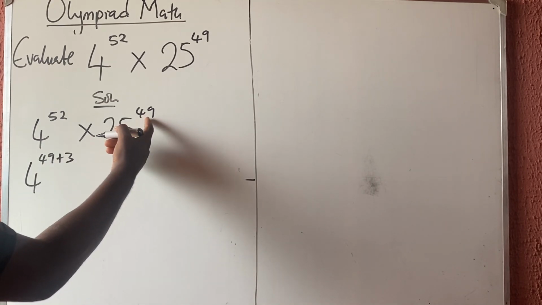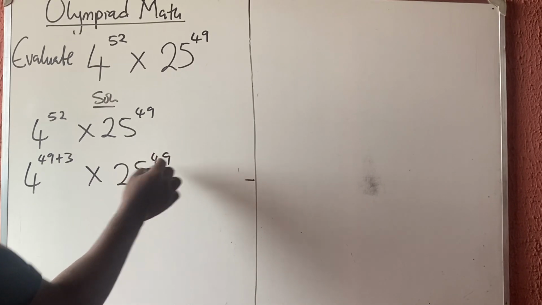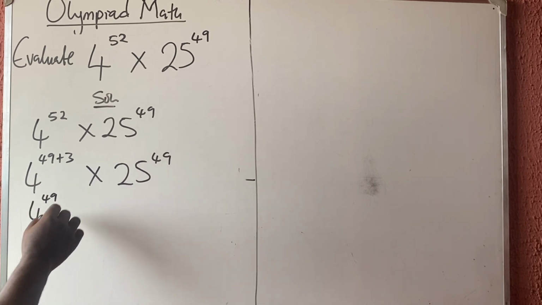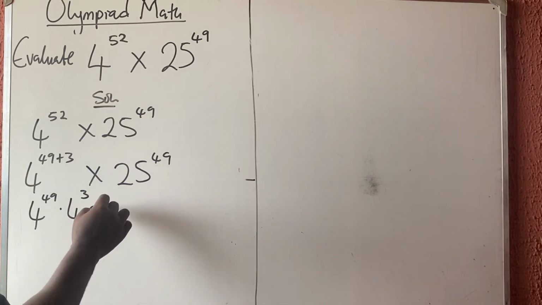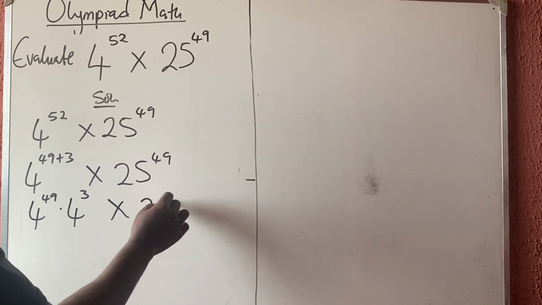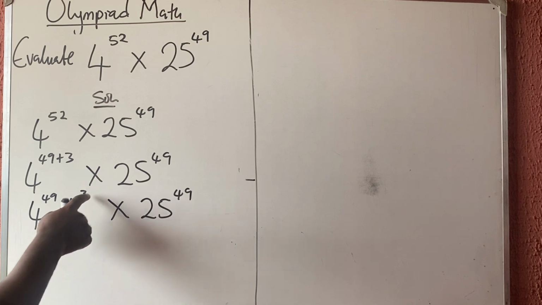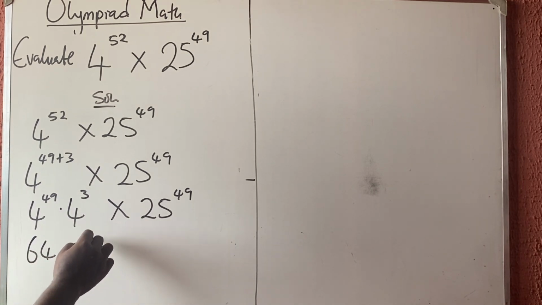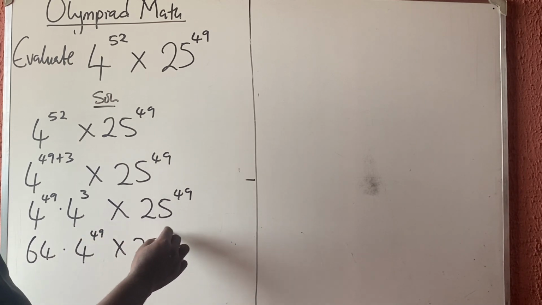This same 49 plus 3, so times 25 raised to power 49. So now according to indices, this is simple as saying 4 raised to power 49, times 4 raised to power 3, then times 25 raised to power 49. Now 4 raised to power 3 is 64, so I have 64 times 4 raised to power 49, then times 25 raised to power 49.